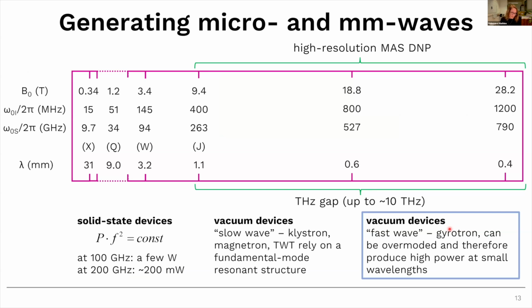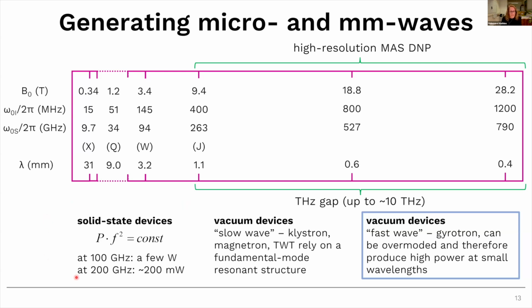Well, there's actually fundamental physics that is the reason for that. When you go to the fields and frequencies that I would call high resolution MAS DNP, maybe starting at a magnetic field of 9.4 Tesla and going up, the corresponding microwave radiation that you need starts essentially at 263 gigahertz. The wavelength there is about 1 millimeter. And at these frequencies and wavelengths, you're starting to enter the terahertz gap. That's a region of the electromagnetic spectrum where it's, for physical reasons, very difficult to generate high power radiation.